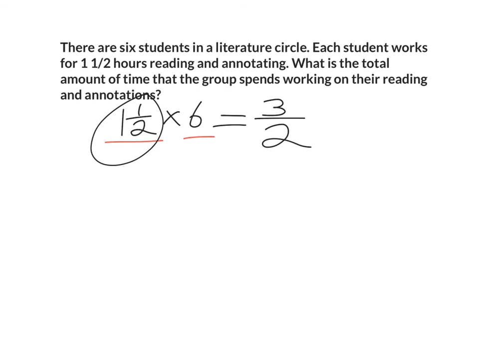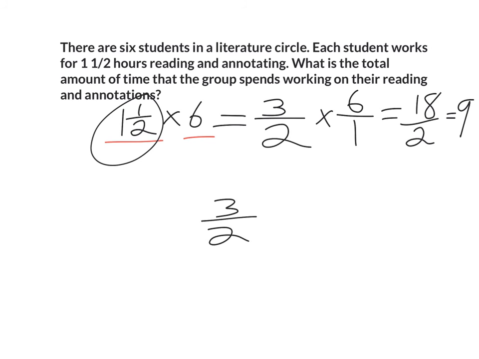And if we remember, 3 halves is what we represented with the bar. And when we're multiplying by a whole number, we write it as 6 over 1. So 6 wholes is the same thing as writing 6. And now it's super easy to multiply. 3 times 6 is 18. 2 times 1 is 2. And we simplify. How many times does 2 go into 18? 9 times.